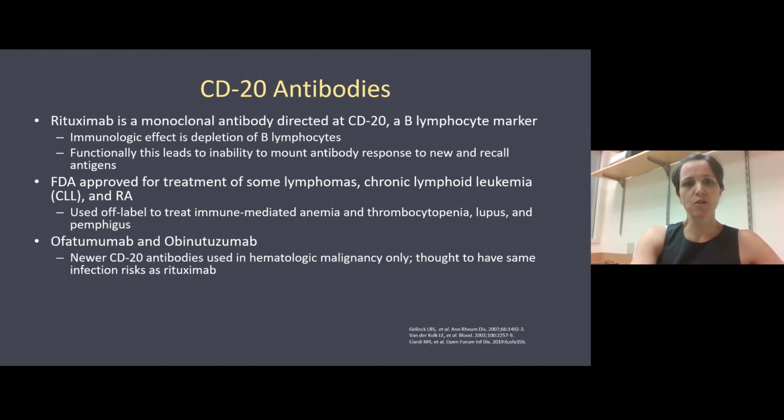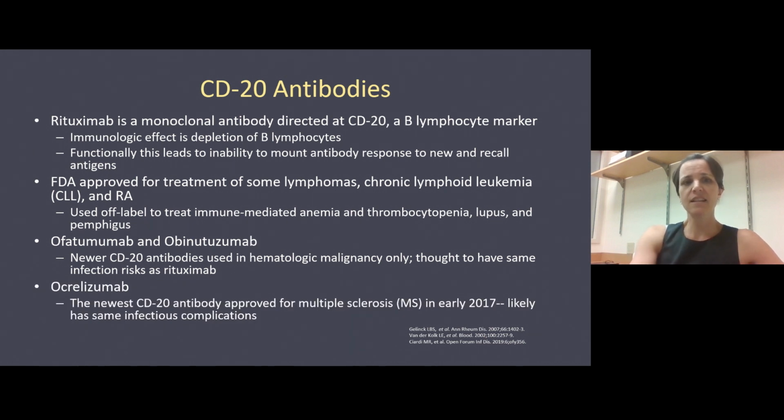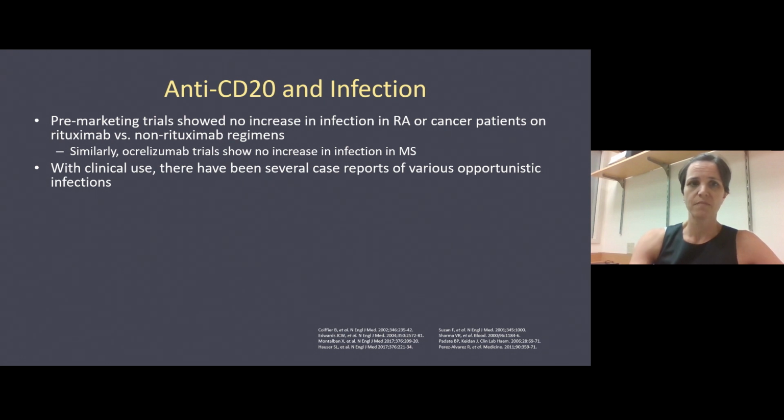Ofatumumab and obinutuzumab are newer anti-CD20 antibodies that are exclusively used in hematologic malignancies, so you probably won't see them as often. And then there's this newest drug, which I think you probably will see used, called ocrelizumab. That's approved for the treatment of multiple sclerosis since 2017. And it also likely has the same infectious complications as the other 3 drugs in this family. So pre-marketing trials showed no increase in infection risk in RA or cancer patients getting rituximab versus non-rituximab regimens. And ocrelizumab trials have shown no increased risk for infection in multiple sclerosis patients.